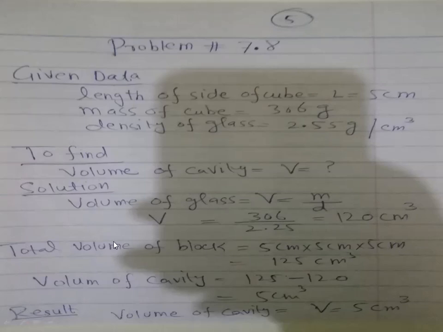How can I calculate the total volume of the block? It is 5 centimeter multiplied by 5 centimeter multiplied by 5 centimeter, which is going to be 125 centimeter cube. So in order to find the volume of cavity, you subtract the volume of glass, which is 120, from the total volume, which is 125. If you subtract 125 minus 120, you will get 5 centimeter cube. So volume of cavity is 5 centimeter cube, which is my required result.